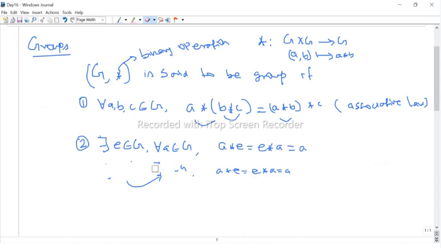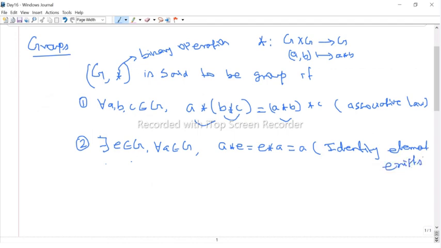So there is an element E that satisfies the property A star E equals E star A equals A for every A in G. So this is called the existence of the identity element, and this E is called the identity element.